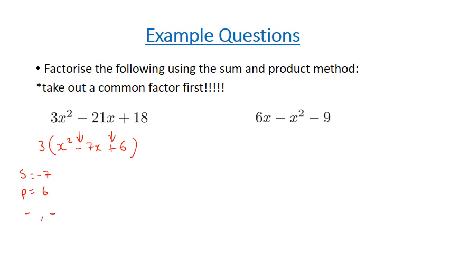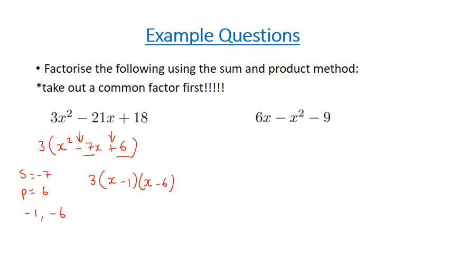My factor pairs I'm looking for of 6 can be 2 and 3 or 1 and 6. I know it's 1 and 6 because negative 1 times negative 6 gives me positive 6 as my product. Awesome. And negative 1 take away 6 gives negative 7, which is my sum. So therefore I end up with 3, x take 1, x take 6, because I've put negative 1 and negative 6 back in.